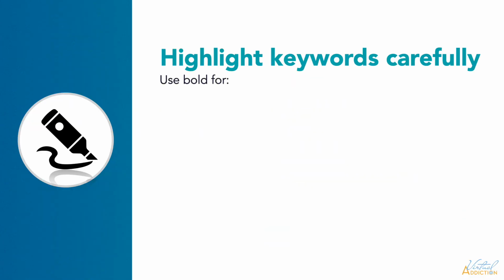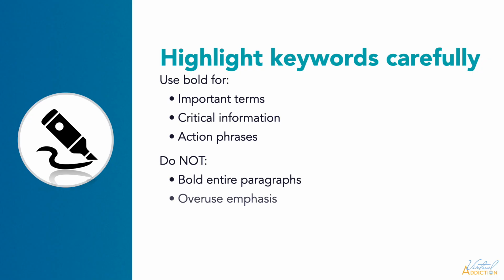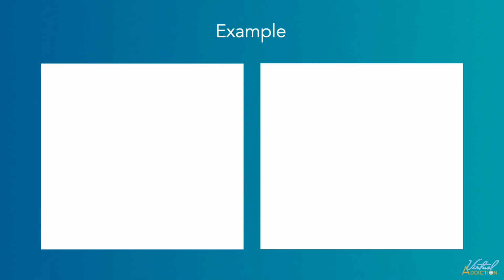Highlight keywords carefully. Use bold for important terms, critical information, and action phrases. But don't bold entire paragraphs, overuse emphasis, or create visual clutter. Highlighting should guide the eye, not overwhelm it. Here's an example of emphasis.